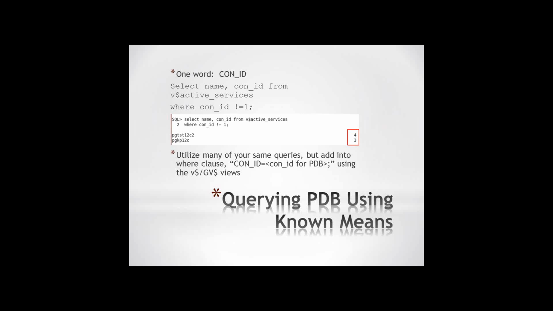Just about any of your comfortable scripts that you already use on a daily basis with the GV$ views, you can query utilizing the CON_ID equals or does not equal, along with joins on the CON_ID, and you will get the information that you require.